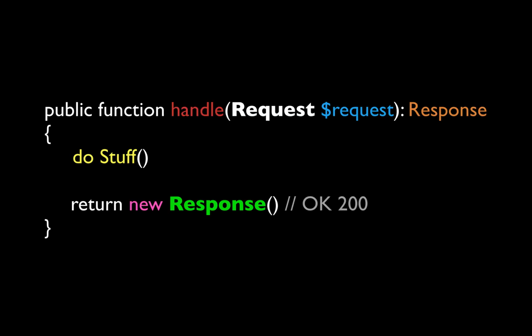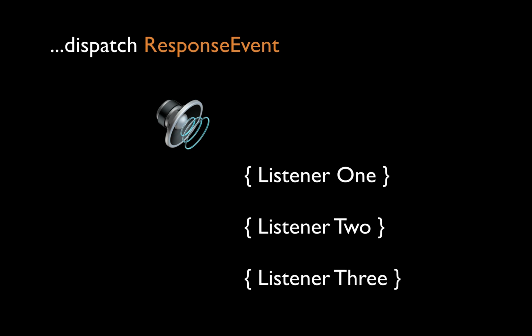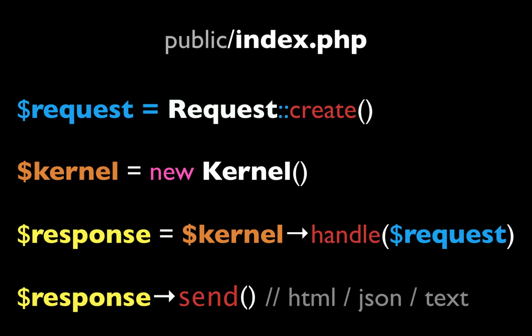If the handler is found, then it will do what it needs to do and return a successful response to the kernel. Just before the response is returned to the front controller, i.e. our index.php file, there is a chance to dispatch a response event, and this is an opportunity for any registered listeners to modify the response just before it is returned. Finally, the response is returned to the front controller and a send method is called on the response, which sends the content back to the client which made the request. And this can be a string containing HTML, JSON, or simply plain text.